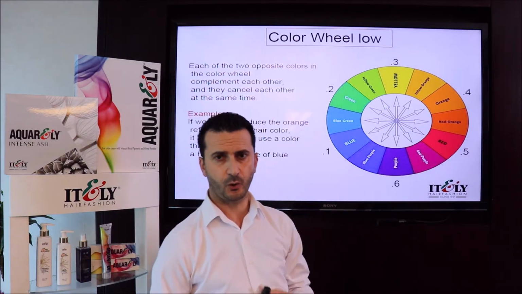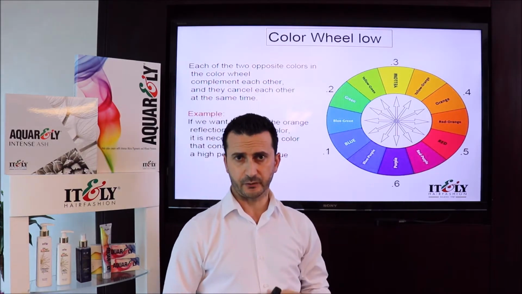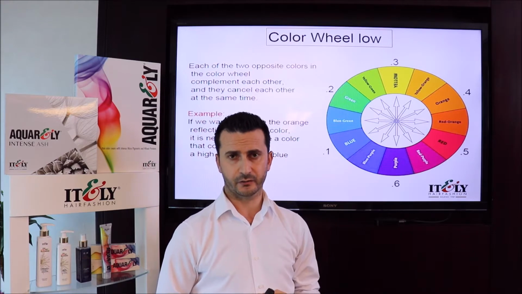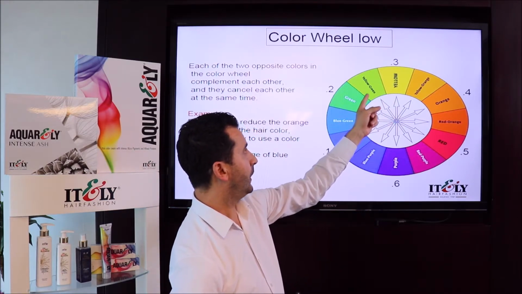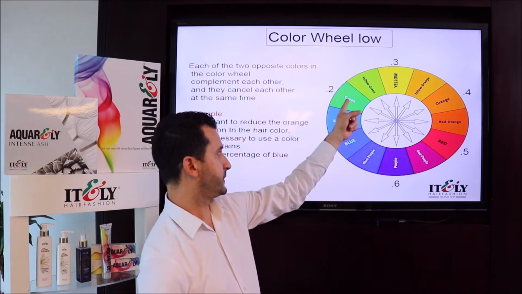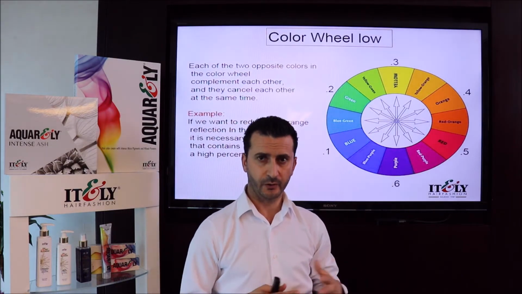Also, there is something called tertiary color. When I mix one primary color with a secondary color, I will get a tertiary color. For example, if I mix the yellow with the green, I will have yellow-green. Or if I mix the green with the blue, I will have a blue-green, and so on.